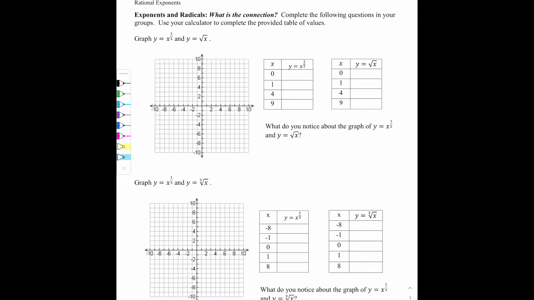Today's lesson is called Rational Exponents. We are going to be looking at exponents and radicals today and answering the question, what is the connection? So I want you to complete the following questions in your groups.